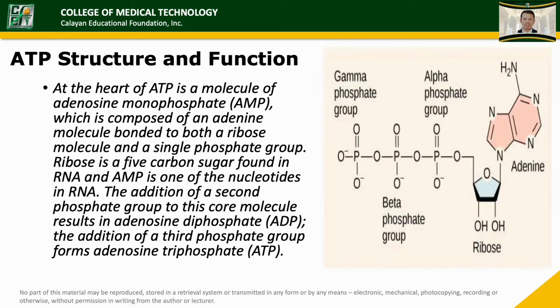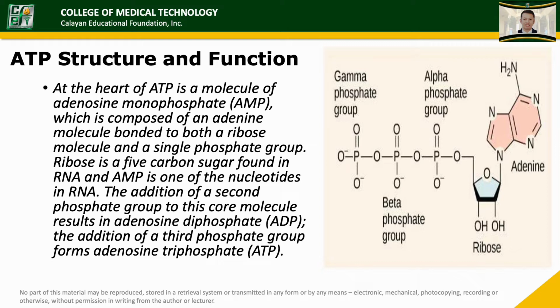As you can see on the illustration, we have here the chemical composition of ATP. At the heart of ATP is a molecule known as adenosine monophosphate, or AMP, which is composed of an adenine molecule bonded to both a ribose molecule and a single phosphate group. If you will recall, adenine is one of the nucleotides in the nucleic acid, and ribose is a sugar. Ribose is found in RNA.